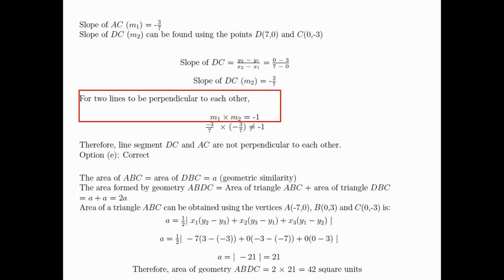And for calculating the area of the figure ABCD, we can divide it into two sections. One is the area of triangle ABC and another is the area of triangle CBD. And from there, with the formula half into base into altitude equals area, we get the area of the figure ABCD to be 2 into 21, that is 42 square units. So 21 square units is the area of each triangle, and as there are two triangles, 2 into 21 equals 42 square units. Thank you.